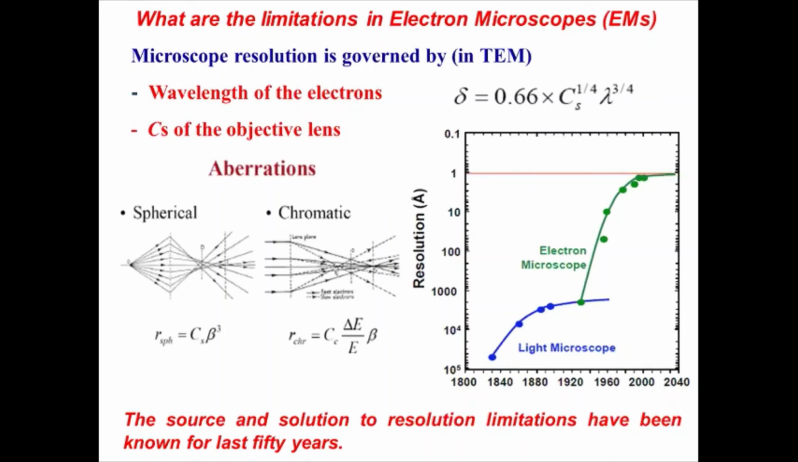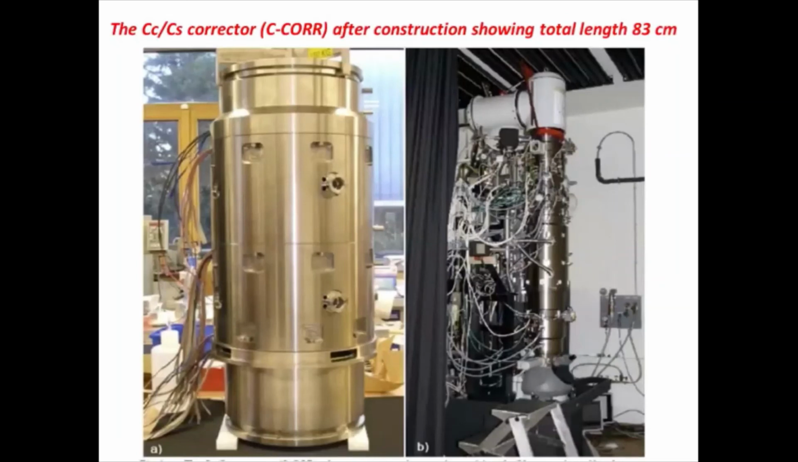And this kind of electron microscope, particularly the transmission electron microscope, is called a CSCC, chromatic and spherical corrector or aberration corrected microscope. So this is the aberration corrected microscope.